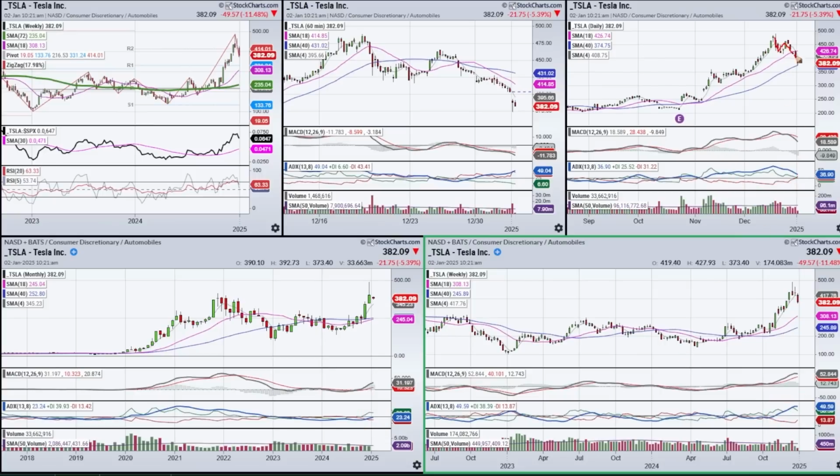So we need this to spend some time consolidating. And I wouldn't be surprised if it spends the whole first quarter consolidating, working sideways, setting itself up. But I do think based on the strength of this move, there is more upside coming.